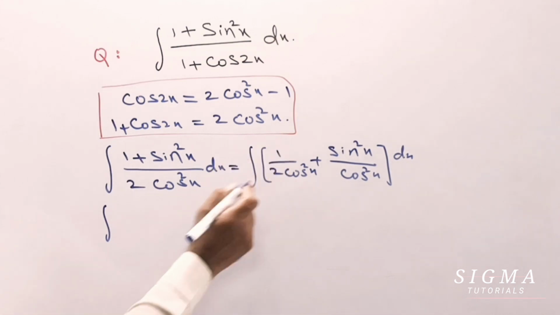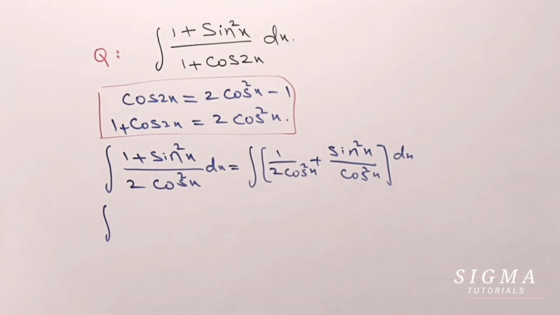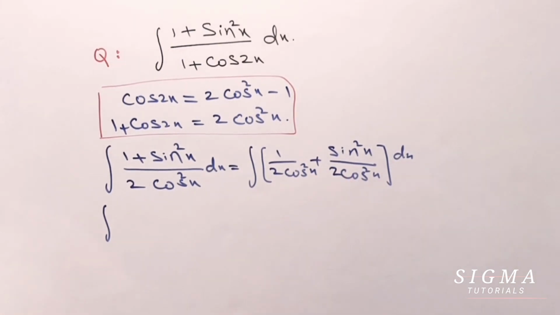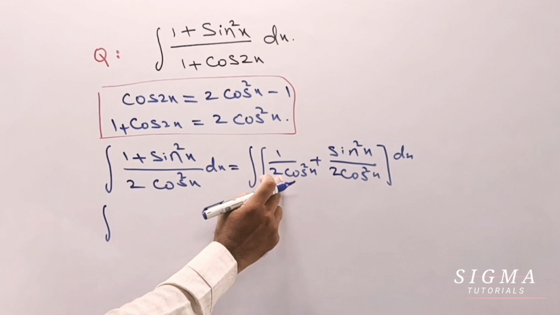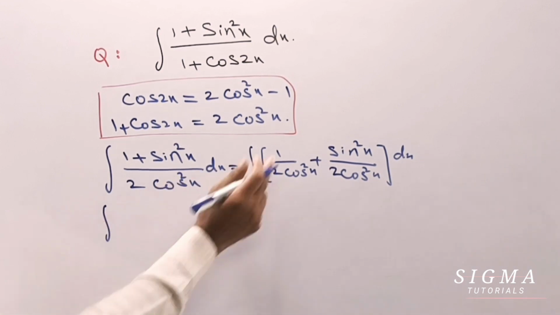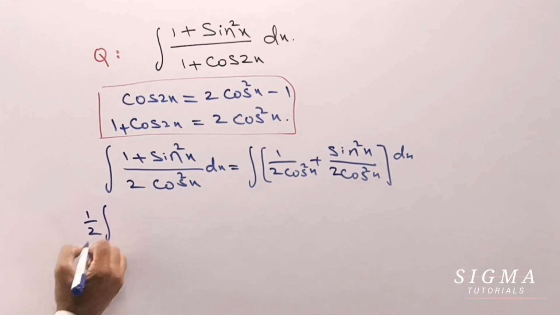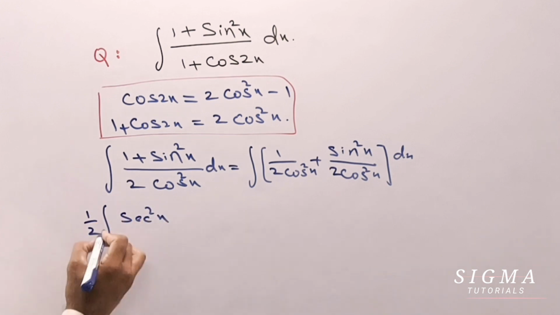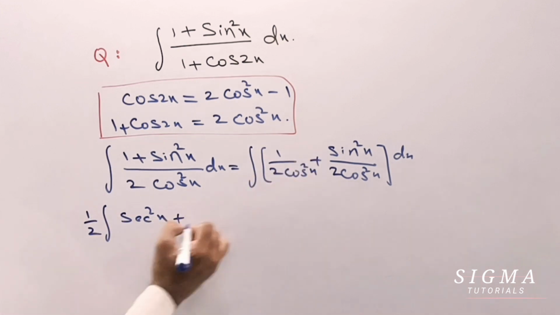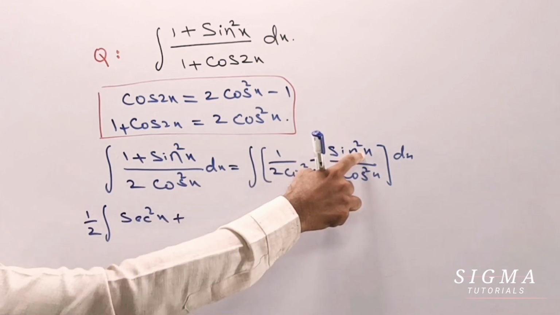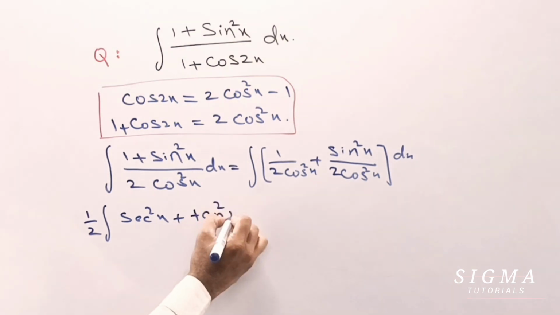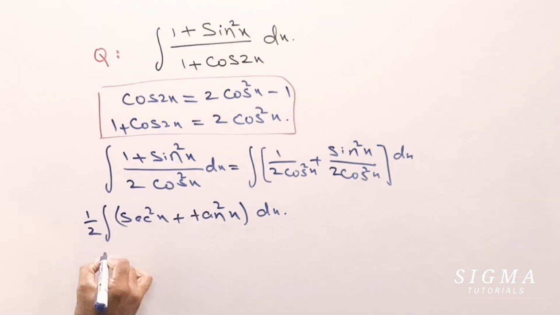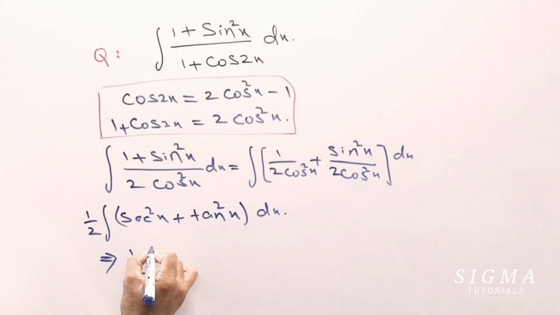One over cos square x can be written as secant square x. One thing here, we missed the 2. This 2 also has to come here. Now, from this, we will take out 1 by 2 as a constant, so we can write 1 by 2 outside. Then the integration of secant square x, then plus, from here the 2 is already out, we can write sin by cos as tan square x. Then dx.